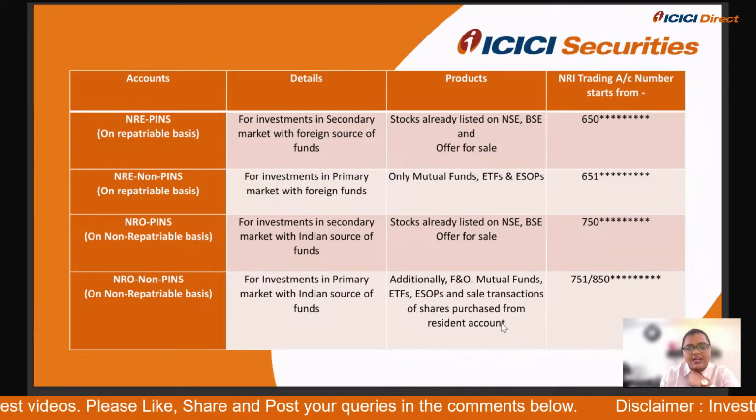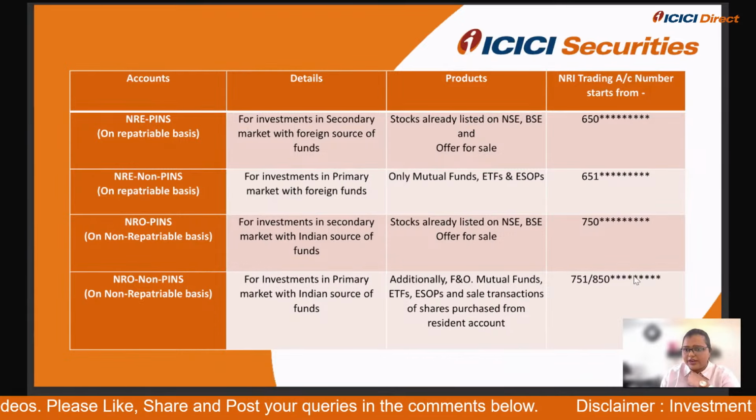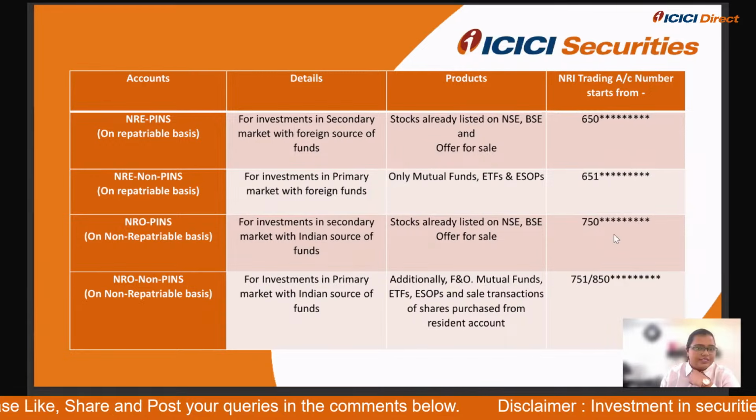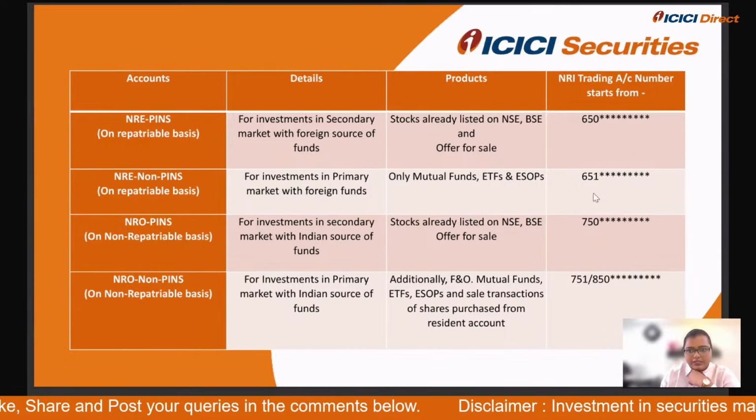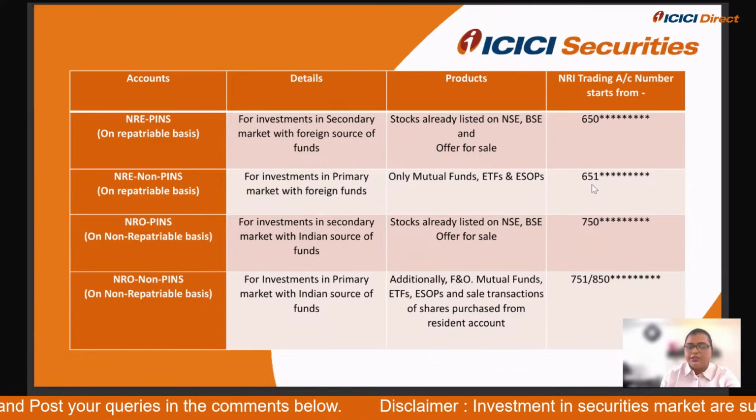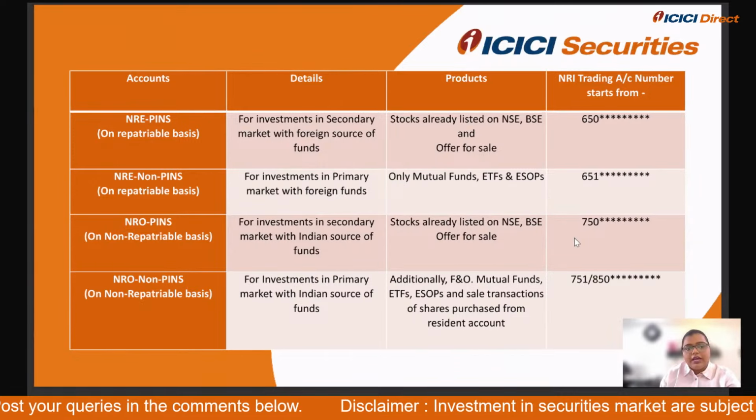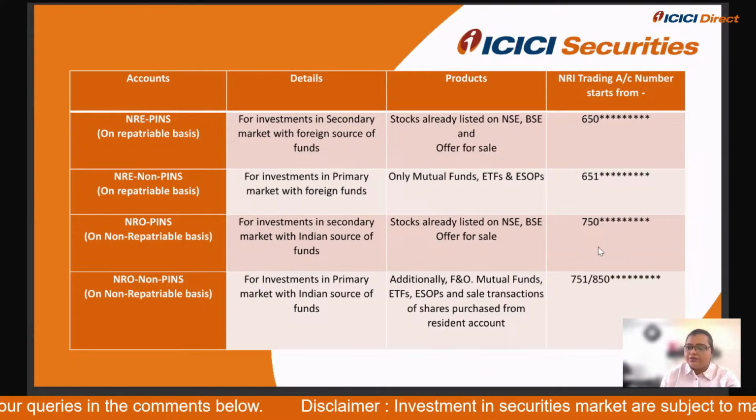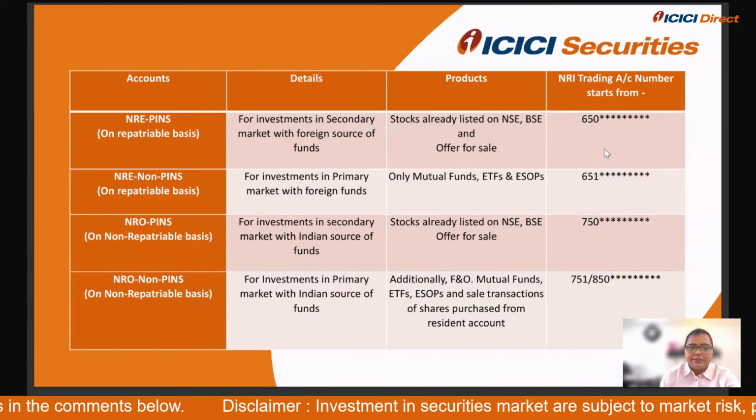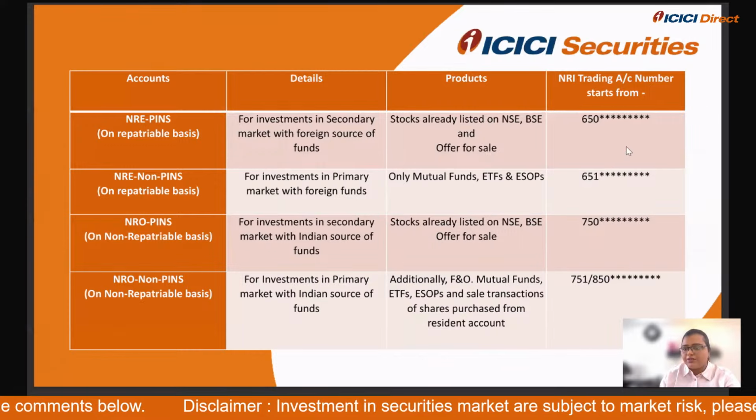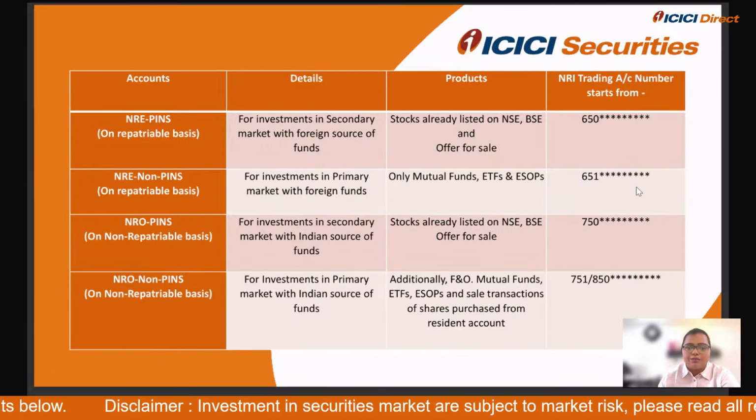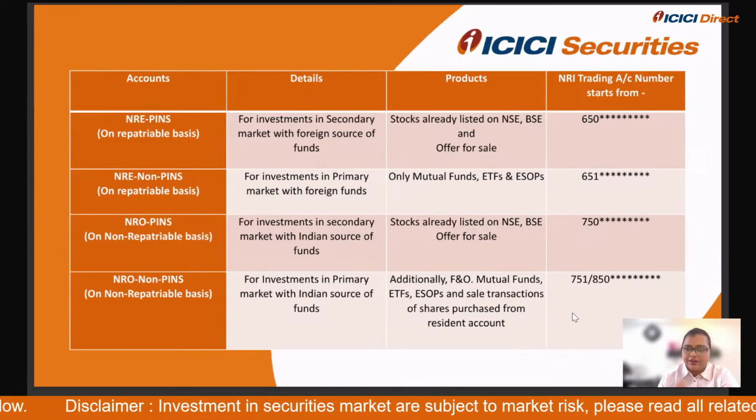How to identify these accounts? This is how you can identify them. Both NRE accounts start from 65: NRE PINS and NRE non-PINS both start from 65. NRO PINS and NRO non-PINS both start from 75. Again, the difference is that both the PINS accounts start from 650 and 750, and both the non-PINS accounts start from 651 and 751.